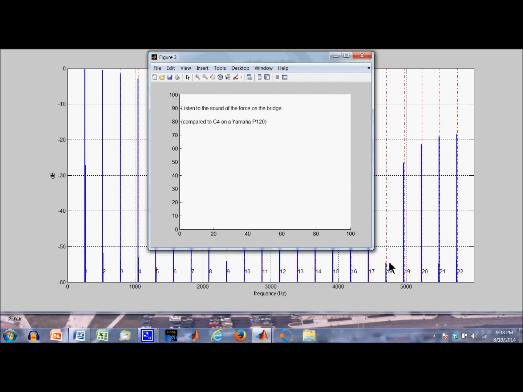Okay, that was the sound of the force, which would be the sound of the note, and that'll be compared with C4 on a regular piano, not a regular piano, but that's actually a Yamaha P120, but it sounds similar.